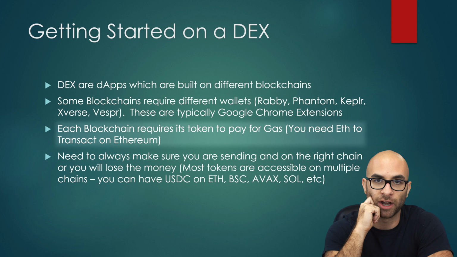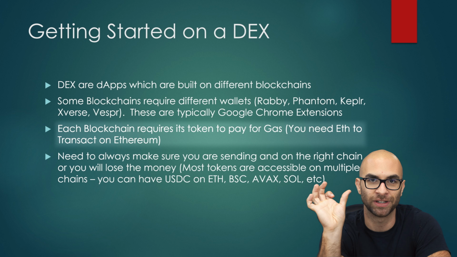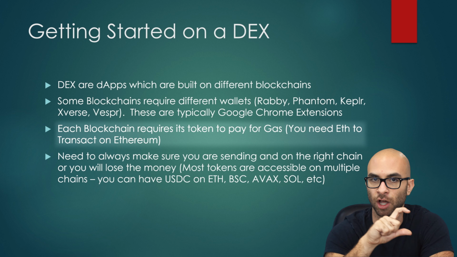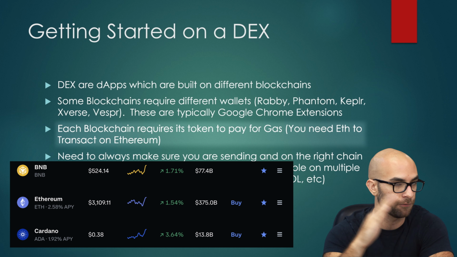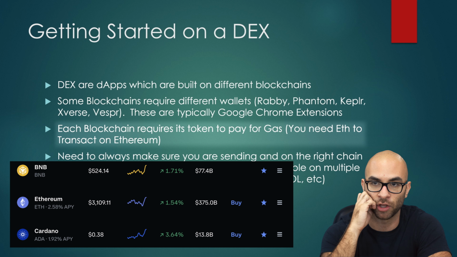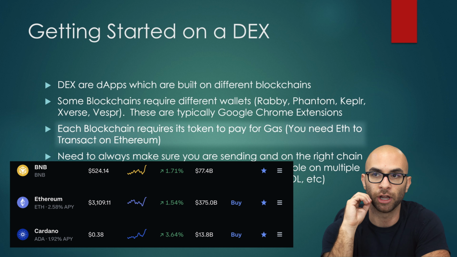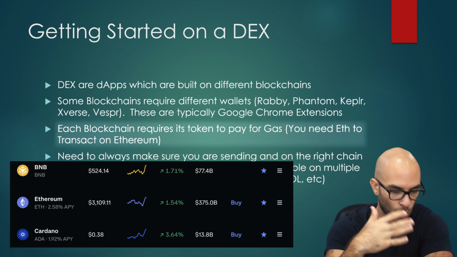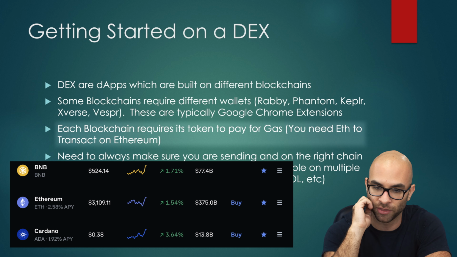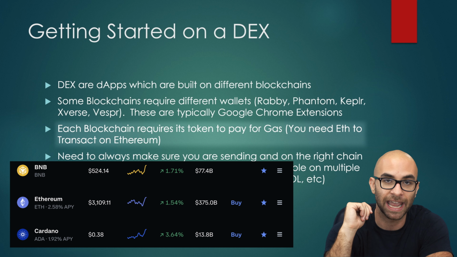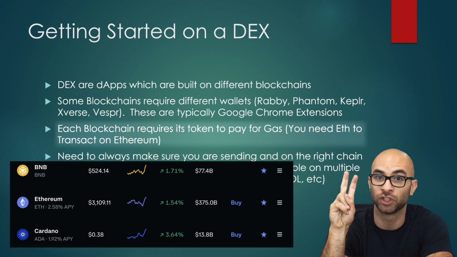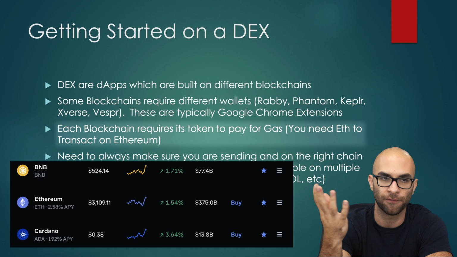Another thing that you have to be aware of is each blockchain has its own gas token. So if I want to transact on Binance Smart Chain, guess what I need? I need BNB. That BNB token is how I pay for the different gas fees and transactions that happen on that chain. If I want to transact on Ethereum, I'm going to need some Ethereum in order to cover the gas and transactions on that chain. If I want to interact with Cardano, I'm going to need Cardano. I'm going to need ADA.